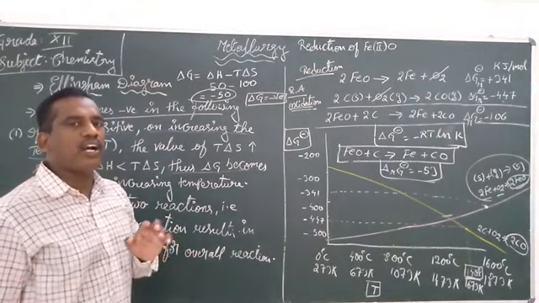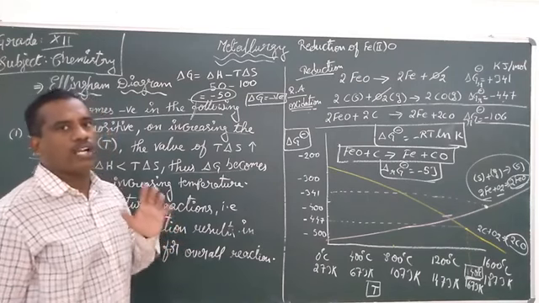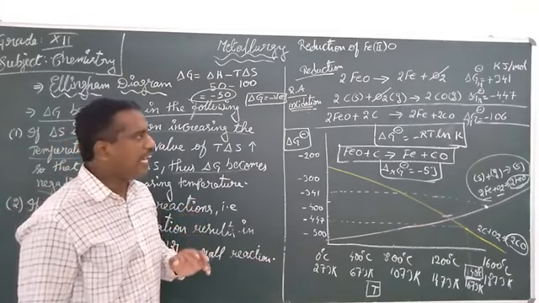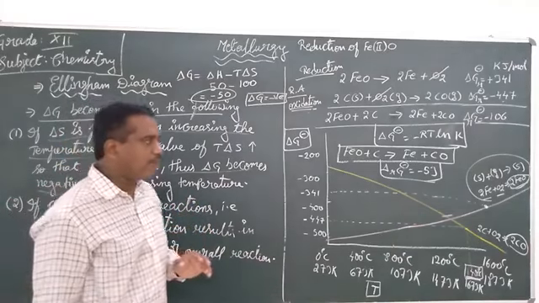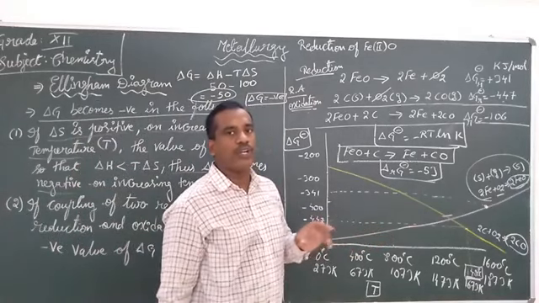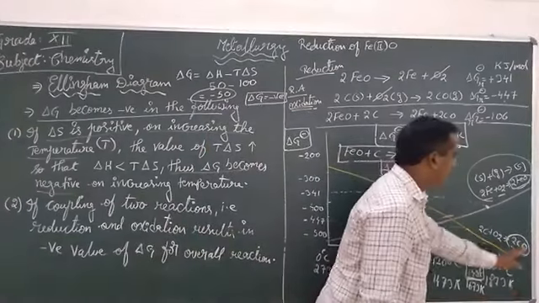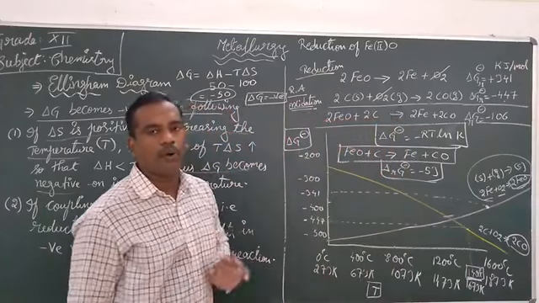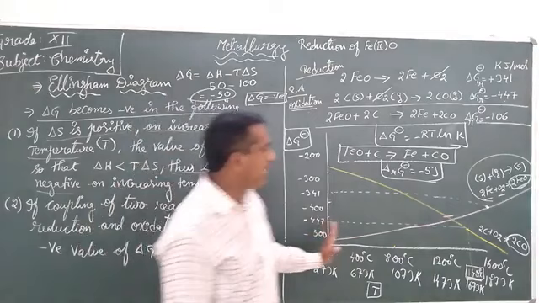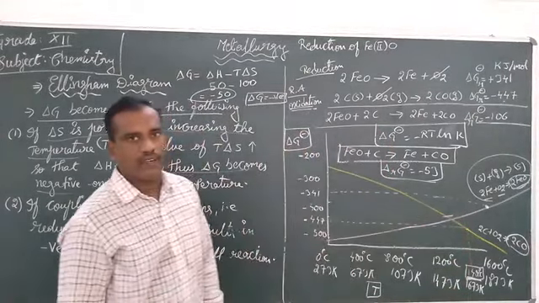So how is the iron oxide reduced? The iron oxide is reduced by coke. Hence, we use the coke to reduce the iron oxide, whereas the coke itself will be oxidized to carbon monoxide above 1673 Kelvin.